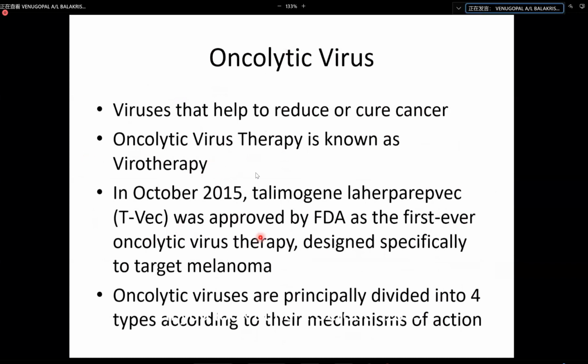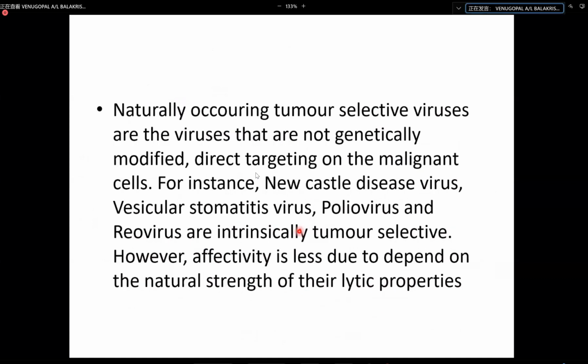In October 2015, Talimogene laherparepvec, T-VEC, was approved by the FDA as the first ever oncolytic virus therapy designed specifically to target melanoma. So it has been done, and it targets melanoma to reduce the melanoma. Oncolytic viruses are principally divided into 4 types according to their mechanism of action. The first are naturally occurring selective viruses, viruses that are not genetically modified. This is one of the 4 types, which are not genetically modified.